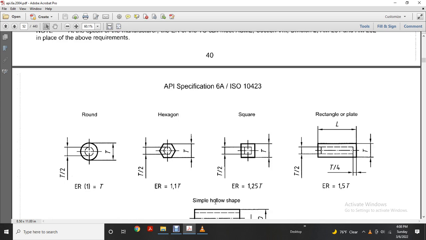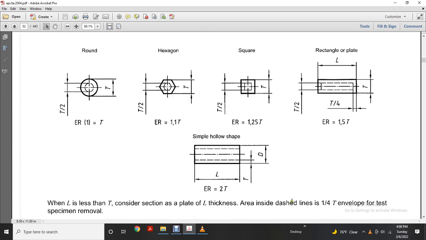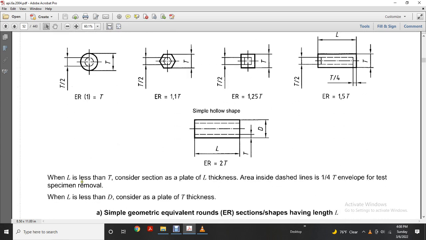Shows round, hexagonal, square, rectangular plate, single hollow shape with L less than T length. When L is less than T, consider the plate of L thickness. Areas inside of the dash line, 1/4 T and 1/4 thickness envelope from the test specimen removal. The length is less than the diameter.